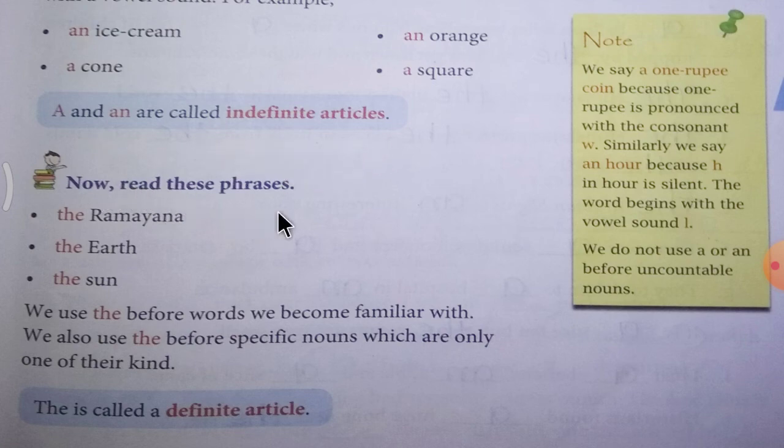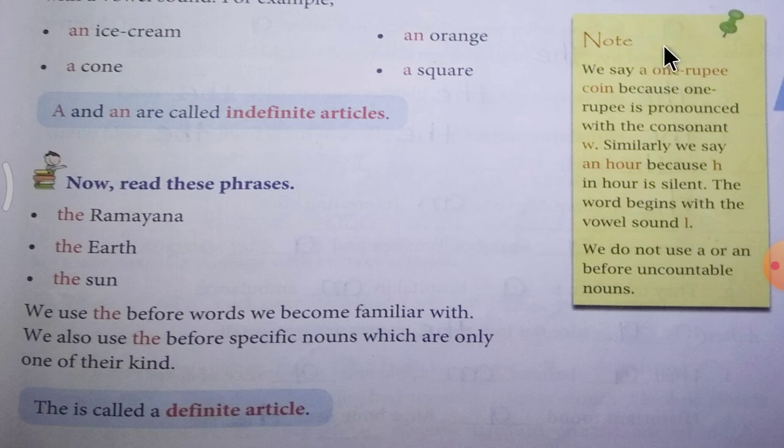Now read these phrases. The Ramayana, the earth, the sun. We use the before words we have become familiar with, meaning when we are talking about it a second time. We also use the before specific nouns which are only one of their kind, meaning a unique thing. Only one thing is there. The is called a definite article.